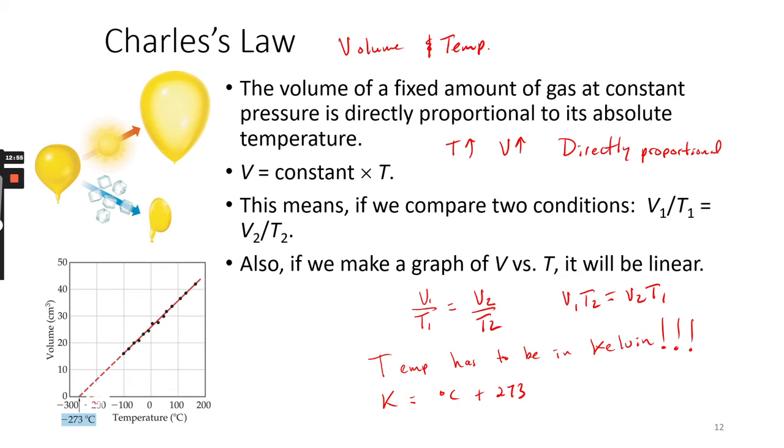And you notice the line here, if you extrapolate it, it crosses the 0 point here at negative 273 Celsius, which is 0 Kelvin, which we call absolute 0. This is where your particles stop moving, and they have basically no volume.